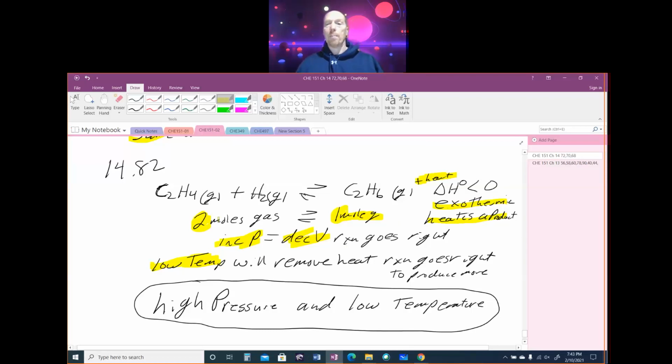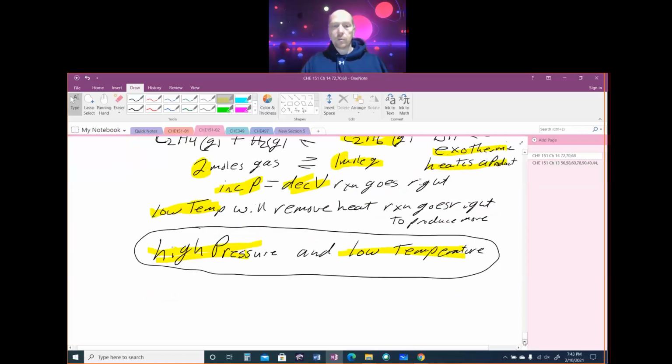So in order to get a maximum yield of our product, we want to have a high pressure to shift it to the right. We also want to have a low temperature to also shift it to the right. That is the last homework problem in chapter 14.